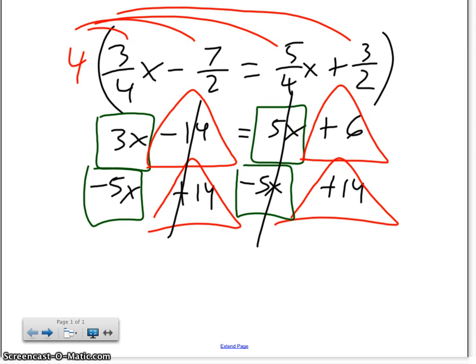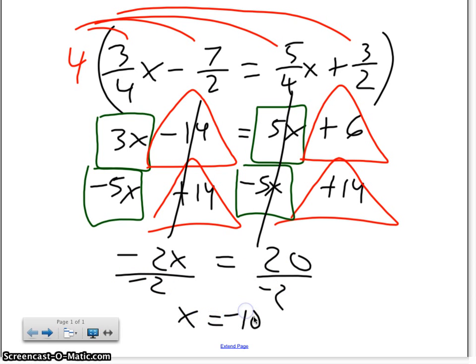Okay, what is it? 3x minus 5x is negative 2x. Negative 2x equals 6 plus 20, which is 20 and divided by negative 2. X is? Negative 10. Okay. Tell me this is easy. Is this easy? It's hard. Okay, do you understand this? Yes. You understand this? Yes. We're good, right? Yes. I hope.